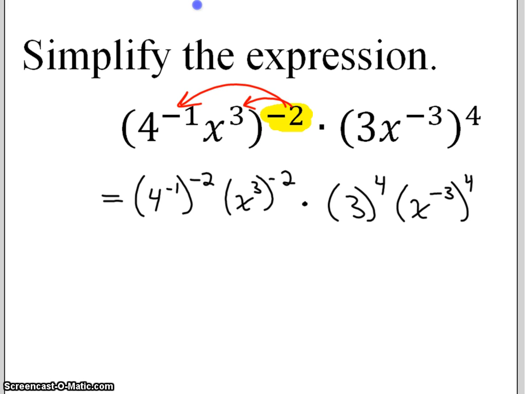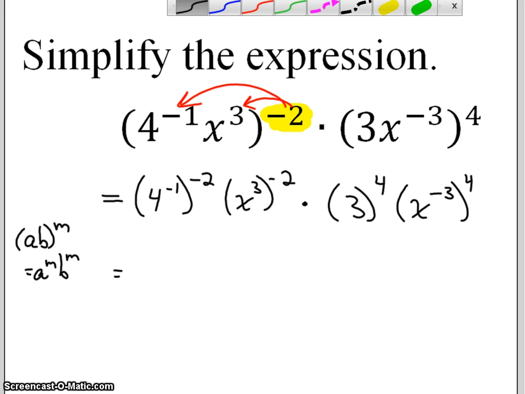Okay, now, I just applied a property, ab to the m equals a to the m, b to the m. You may have seen that before. All right, now, let's keep going. Notice here we have a power of a power. We also have a power of a power here. We actually do here. That 3 is raised to the first power, and we also have a power of a power here.